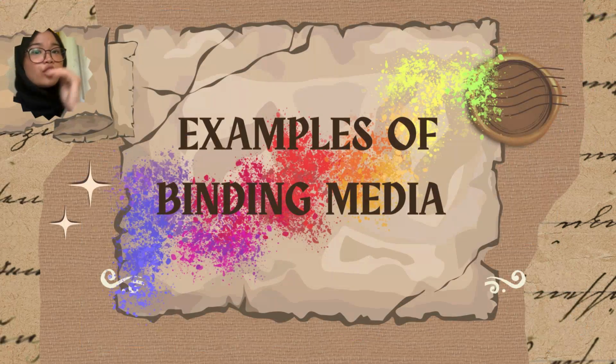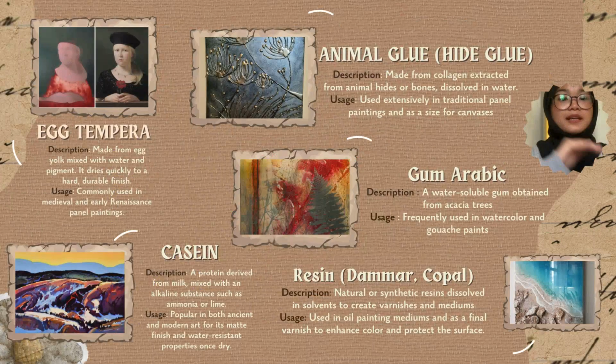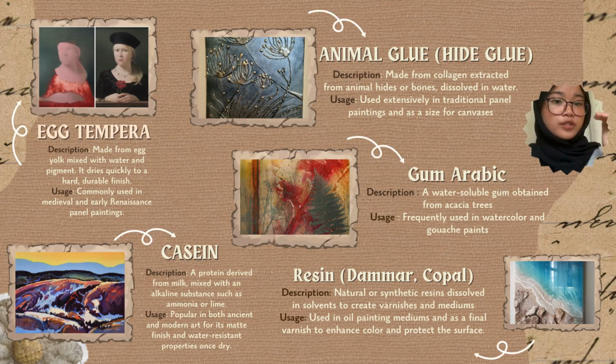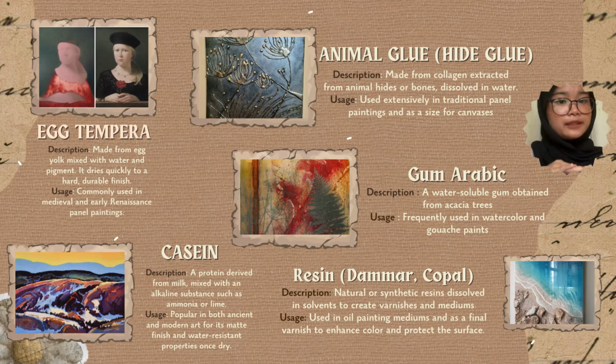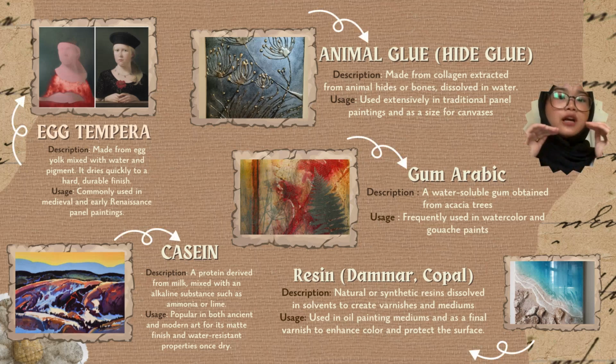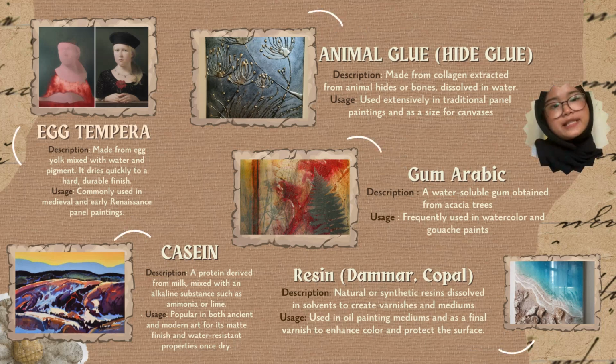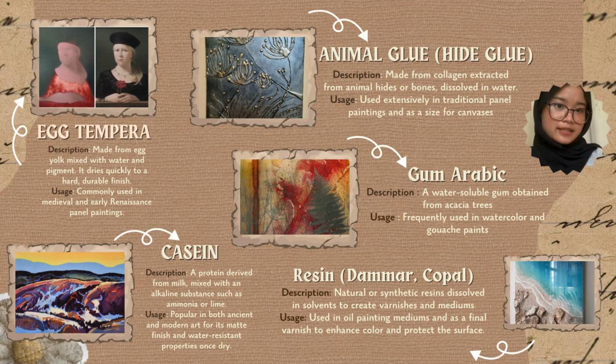Okay, so now I'm going to tell you some examples of the binding media. The first example is egg tempera. Egg tempera was made from egg yolk mixed with water and pigment. It dries quickly to a hard and durable finish. It is also commonly used in medieval and early Renaissance panel paintings.